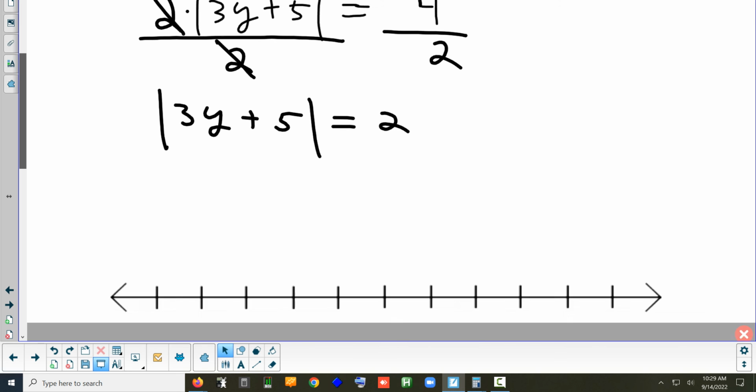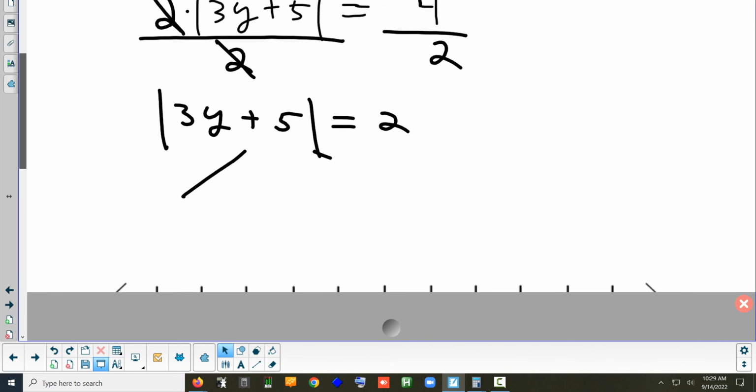All right, so let's split it up. Anaya, can you tell me my first equation that it'll split up into? 3y plus 5 equals 2. Good. 3y plus 5 equals 2. And Brady, my second equation? 3y plus 5 equals -2. Yep.